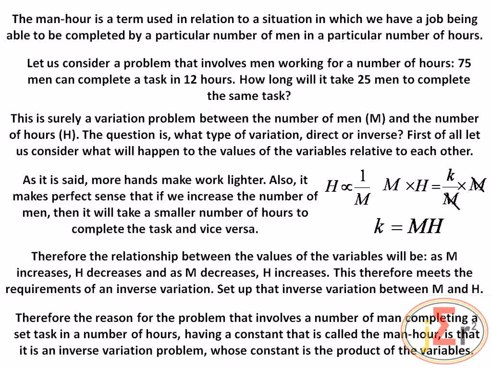Therefore, the reason for the problem that involves a number of men completing a set task in a number of hours having a constant that is called the man hour, which is man multiplied by hour, is that it is an inverse variation problem whose constant is the product of the two variables, and that is why we have man hour, or man times hour.